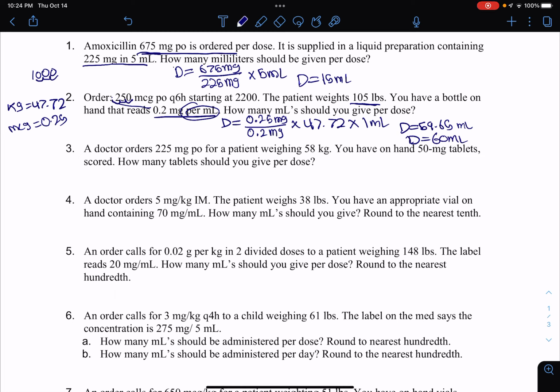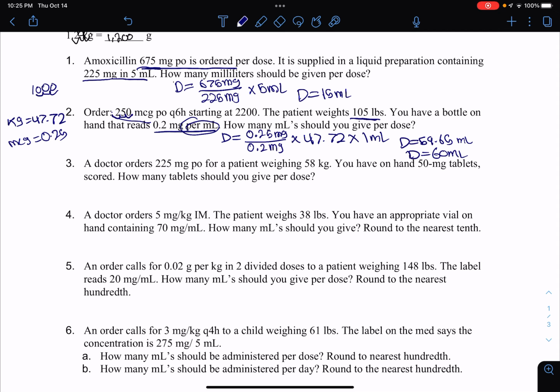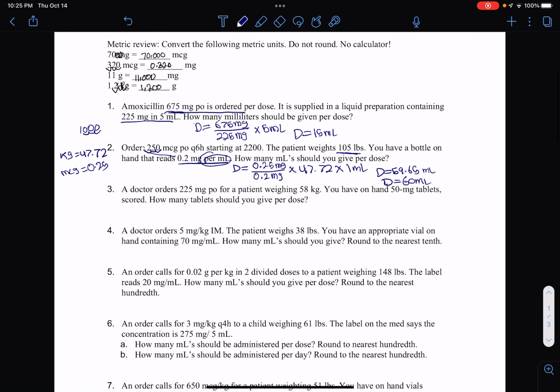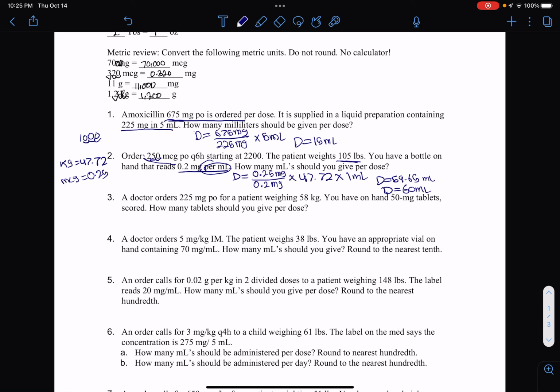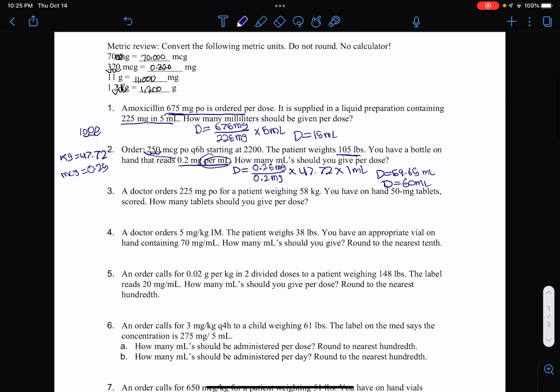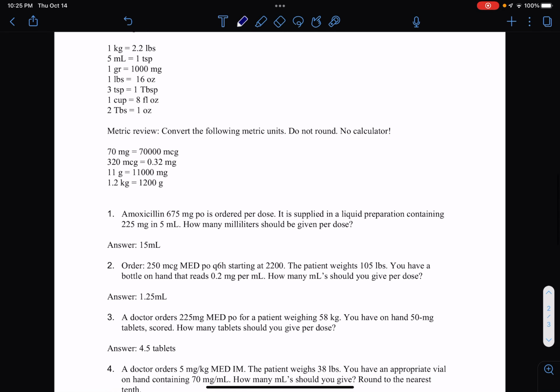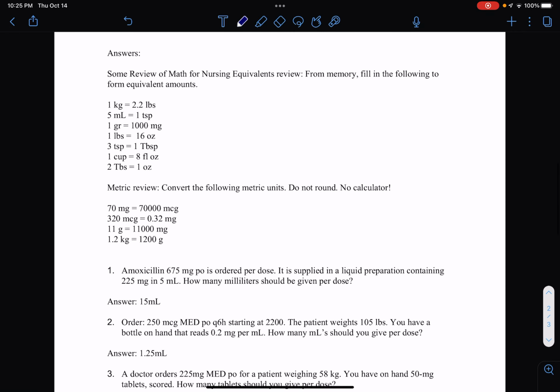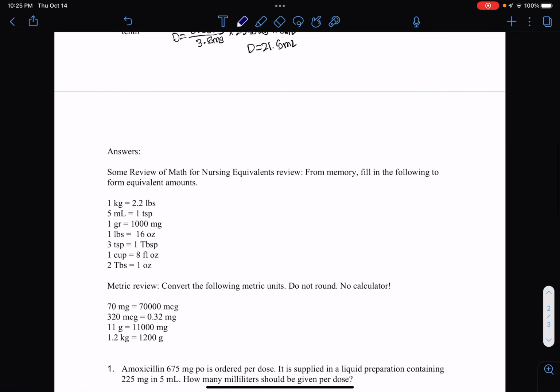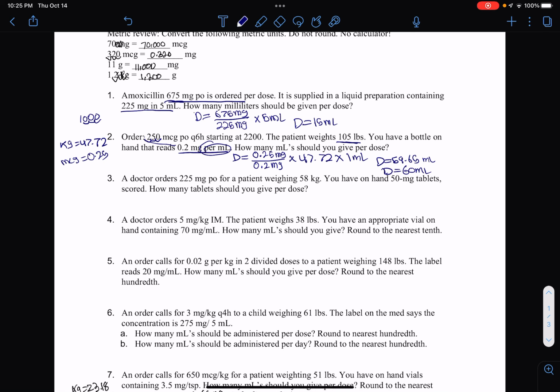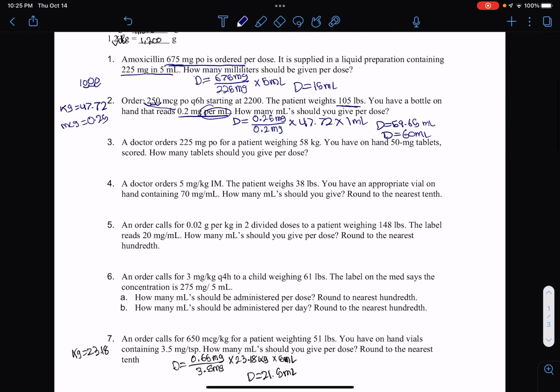I can double check that down here. 105 divided by 2.2. Make sure I did that right. 0.25 divided by 0.2. What did I do wrong on that one? I have a feeling that's not right on there. But on here, there is 0.2. Okay, we're going to skip that one because I don't think that's right on the answer key. I'm pretty sure I did that right. So we're just going to move on, forget number 2.